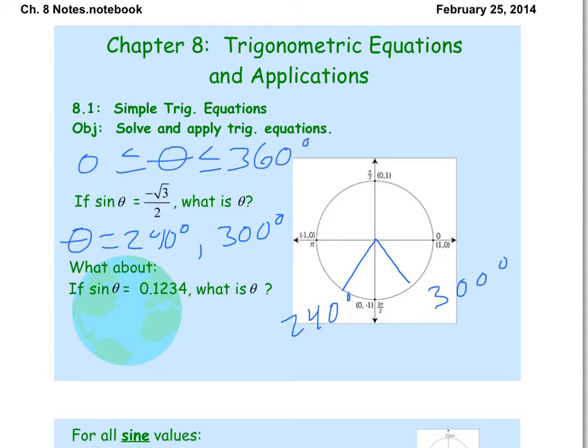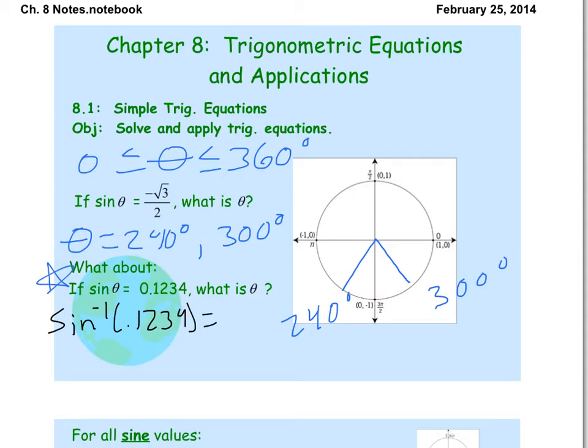Well, same question here, except now we're dealing with a sine value that's not on the unit circle. Okay, and what we want to look at today is how do we handle that case? Sine of theta is 0.1234. Okay, now there are 2 solutions here. And to get the first one, I will simply take sine inverse of 0.1234.